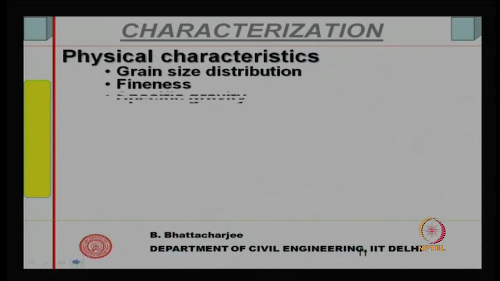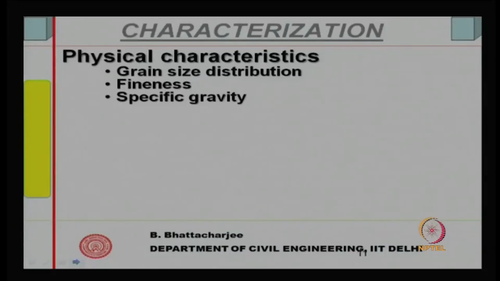Characterization of these materials: we have physical characteristics. First thing we look at is grain size distribution, particle size distribution, fineness and also specific gravity. Grain size distribution is important because if the particle sizes are finer, they can react at a faster rate. Therefore, fineness distribution is one thing and overall fineness is also an important aspect. The finer the material is, the more it will react. Specific gravity is important because that will tell us how much volume they occupy.